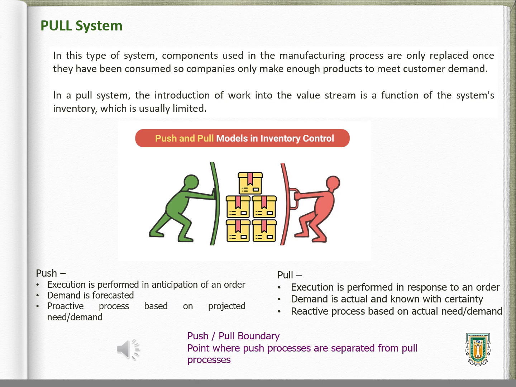which is usually limited. In other words, in a push system, execution is performed in anticipation of an order, demand is forecasted, and it has a proactive process based on projected need or demand. Meanwhile, in a pull system, execution is performed in response to an order, demand is actual and known with certainty, and it has a reactive process based on actual need or demand.